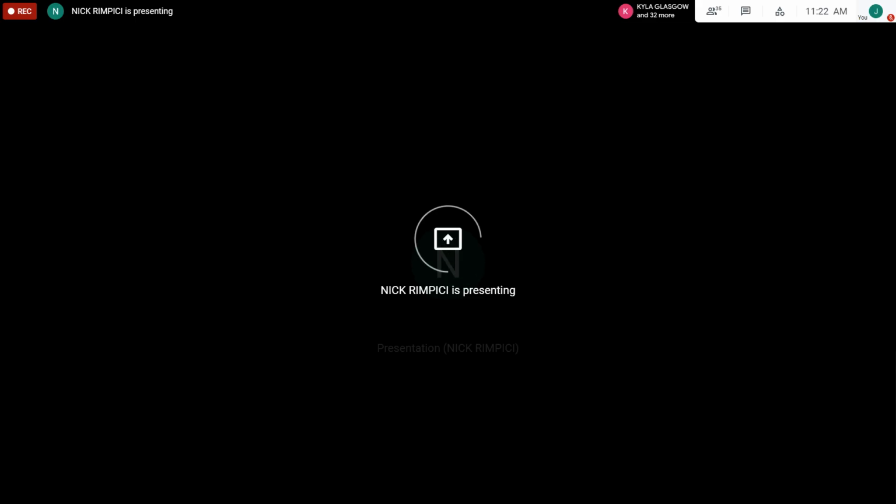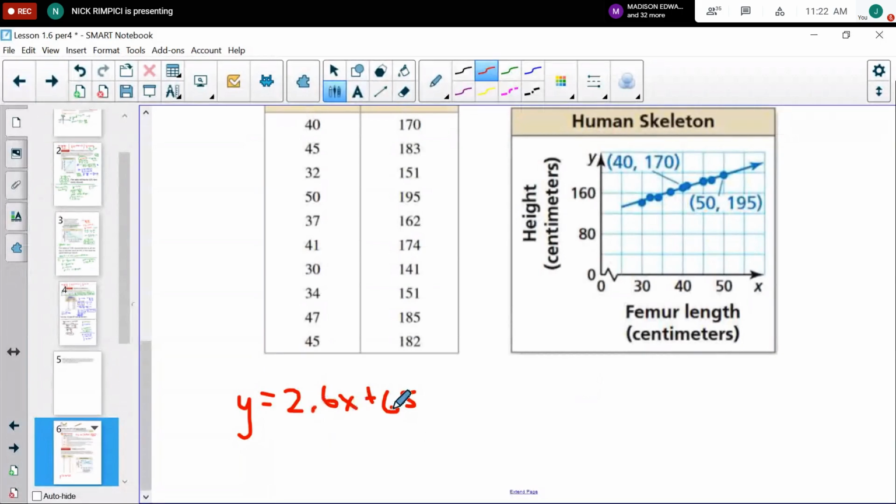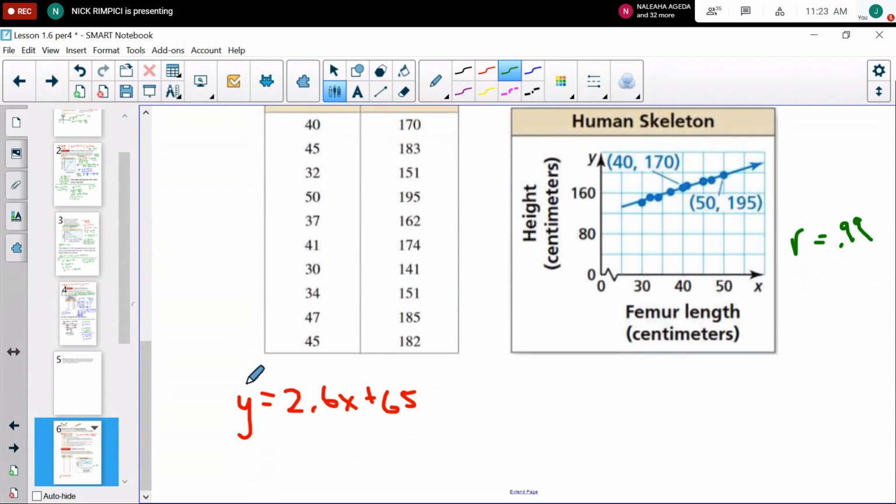Okay, so we should be back in the notebook. y is 2.6x plus 65. And yes, that's an approximation. And r was a good number. r was like 0.99, which means that this is a really good fit. Okay, it's a really good fit. All right, so there's my equation.